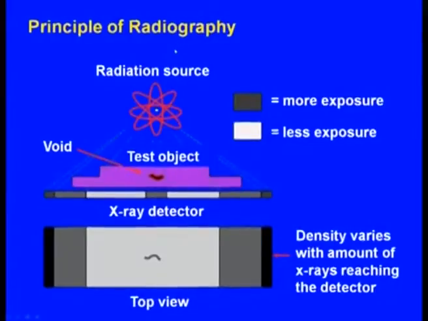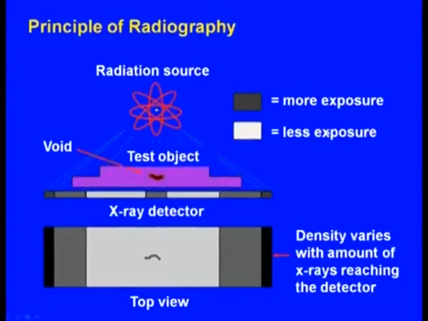Now, this is the principle of radiography, and here we can see the radiation source. From here either X-rays or gamma rays will be emitted. Now, this is the component to be examined. You can see this component has an internal crack here. Now, this is the X-ray film, and this is the top view of that film.